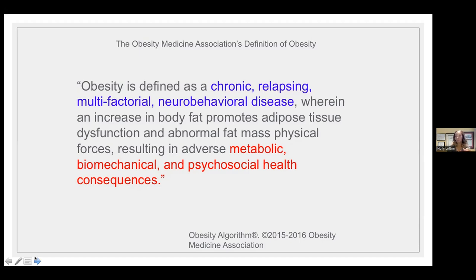And I'll talk a little about the neurohormonal aspects of obesity as a condition. And what is the effect of it? It's basically this dysfunction of adipose tissue, where the adipose tissue is a hormonal organ, just like a thyroid, for example, or an adrenal gland.